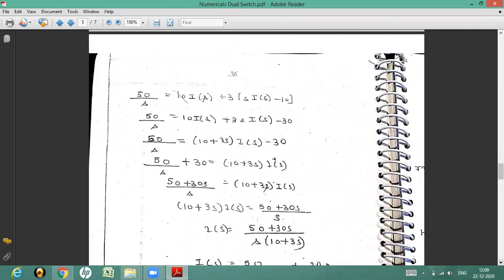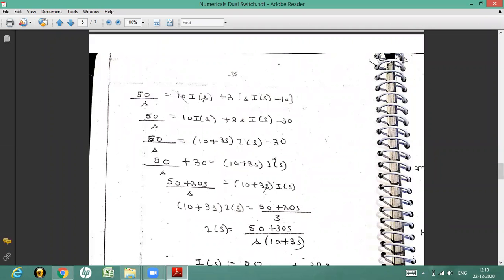As I had already told you, this I of s is the current in the frequency domain, but we have to calculate the current in the time domain. That means we have to get its inverse Laplace transform. But before applying the inverse Laplace transform, we have to get its partial fraction. The reason being, in the denominator there are two factors, s and 10 plus 3s. So for getting the inverse Laplace transform, we have to get its partial fraction.